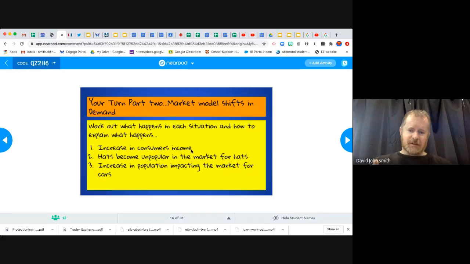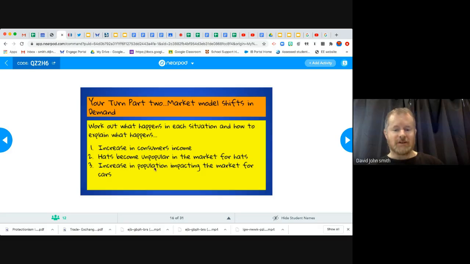Which curve shifts? Then we need to know which direction it shifts. Because you remember we talked about the demand curve and we said it's only possible for the demand curve to shift in one of two directions. It either moves to the right or it moves to the left. That's the only possible directions it can move. So here you've got an increase in consumer income. So we've said that the demand curve moves to the right. Here, hats become unpopular in the market for hats. So therefore, you'd expect the demand curve to decrease, to move to the left.